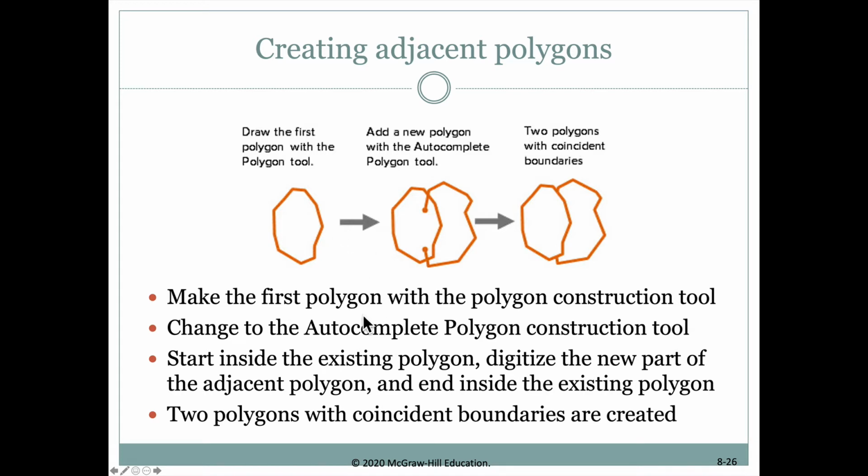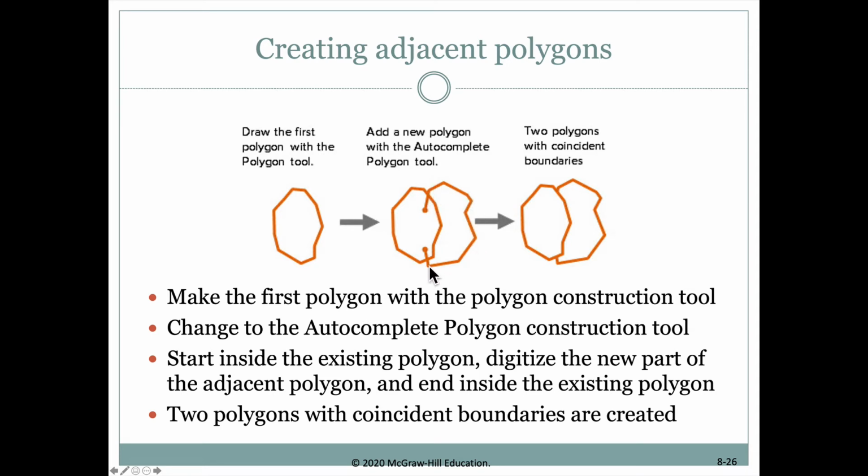So first, you would change to the autocomplete polygon construction tool so that these polygons are completed. You would draw one of these polygons by clicking on all of these vertices here, and then you would start the second polygon next to it. What you would want to do is start your first point for that second polygon inside the existing polygon that is already there, and then cross over that coincident boundary right at the edge of where those two come together.